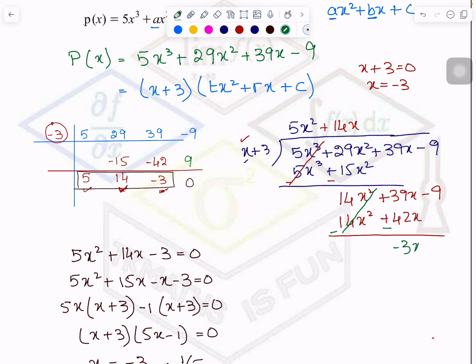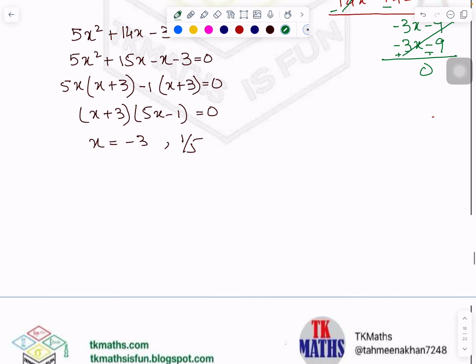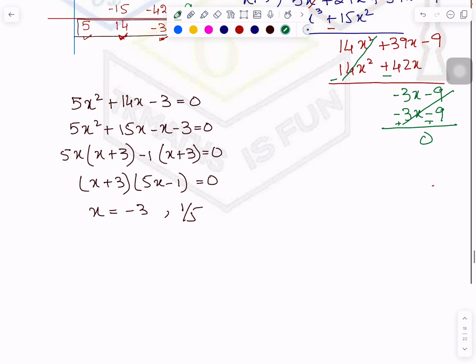Minus 3x minus 9. Now you will multiply x by which number? Minus 3, right? Because you want minus 3. So it will become minus 3x. This will become minus 9. When you subtract, the sign will change and you will get 0 remainder. So you see, you have gotten exactly the same quadratic, the coefficients, which we got here. So I got the solution here, which is x equals minus 3 and 1 over 5.